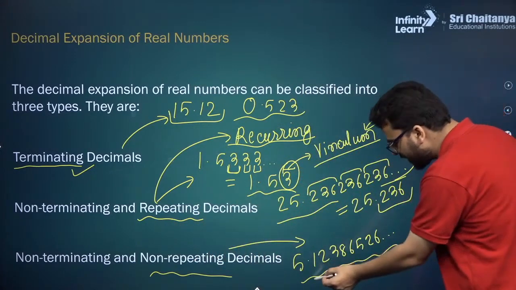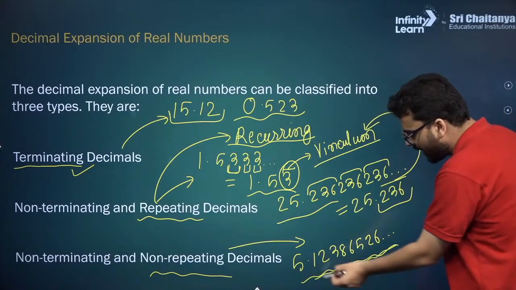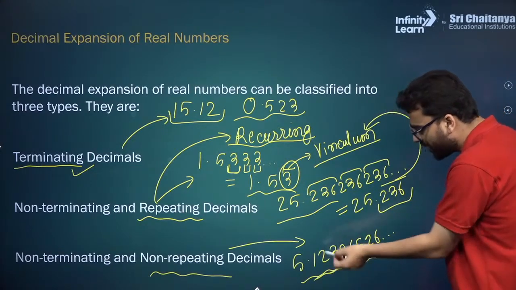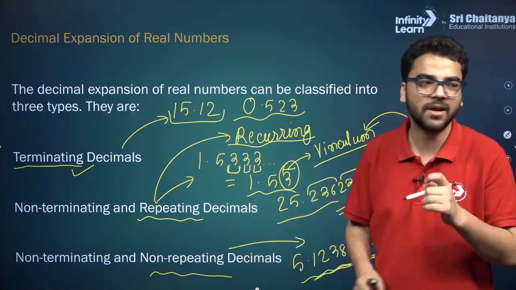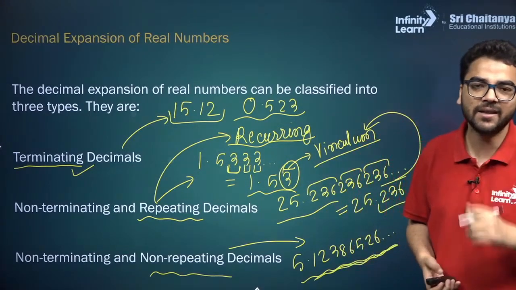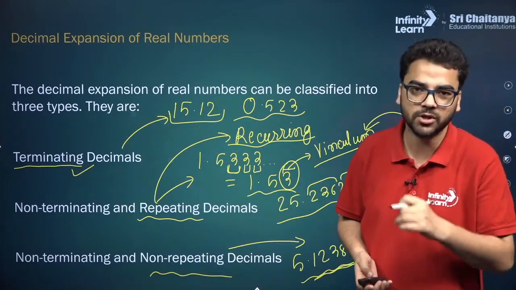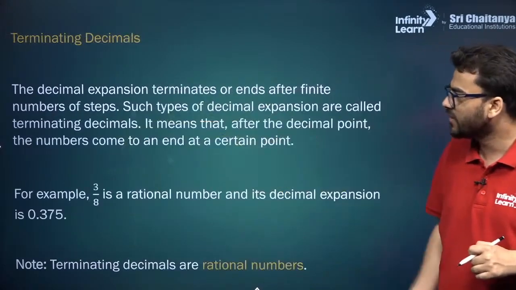Now the third type of decimal representation is neither terminating nor repeating. Nothing is repeating after some places of decimal, and it is not stopping, it is not terminating as well after some places of decimal. So only these 3 types of decimal representations are there. Any other type of decimal representation is not possible. So let us move on to the next thing over here.